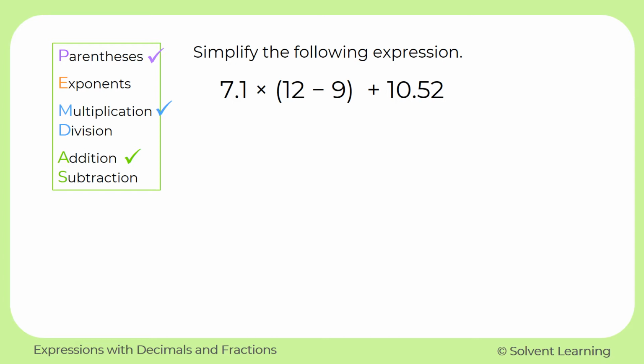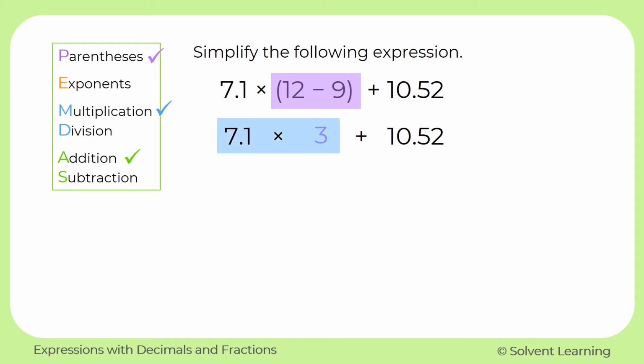Okay, so where do we begin? Our first step is simplifying what's in the parentheses. So our 12 minus 9 gives us 3. Now we're going to bring down everything else that was written around it. We're just going to copy and paste it right on down. There we go. Now we have multiplication and addition left. Well, multiplication gets done before addition, so let's focus on that. And remember, we're looking at just the number that's to the left and right of the multiplication sign. So we're focusing just on the 7.1 times the 3.